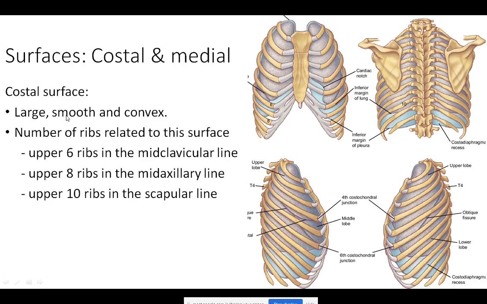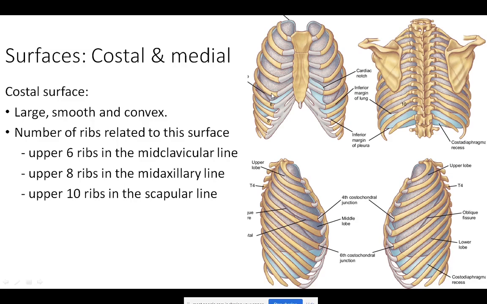The costal surface is large, smooth and convex. The number of ribs related to this costal surface: the upper 6 ribs in the mid-clavicular line. When we say mid-clavicular line, let us just imagine over here we have a clavicle bone, okay? In the middle of the clavicle, a vertical line at the mid-clavicular junction.